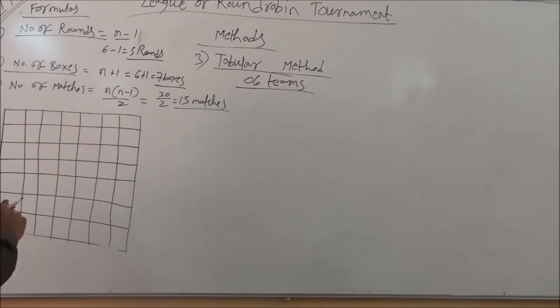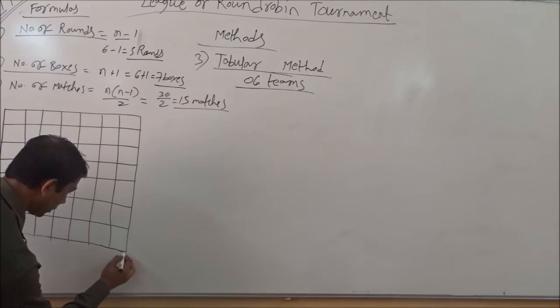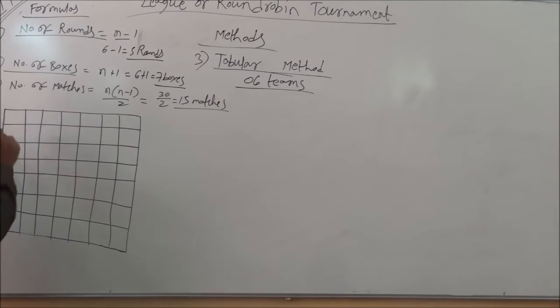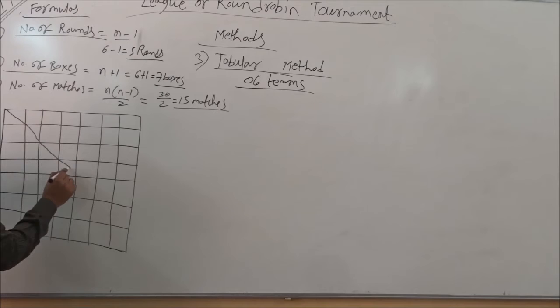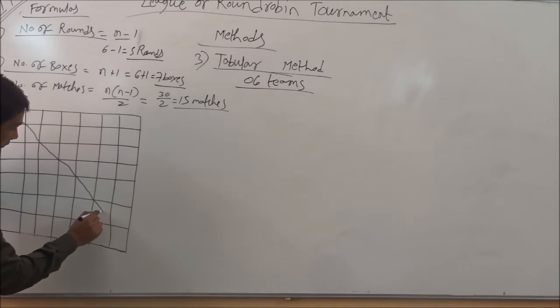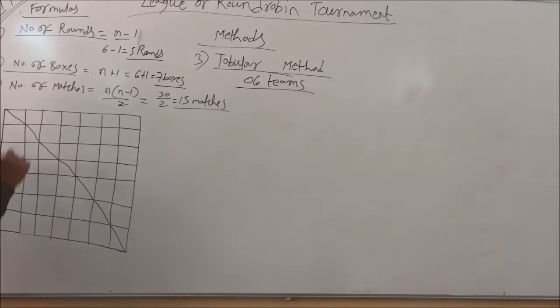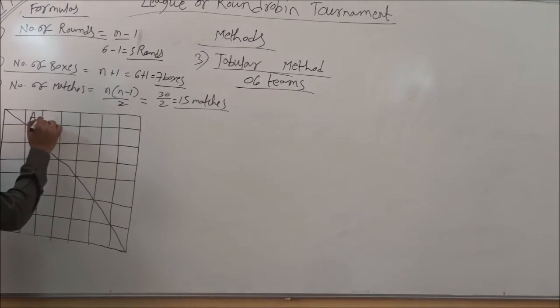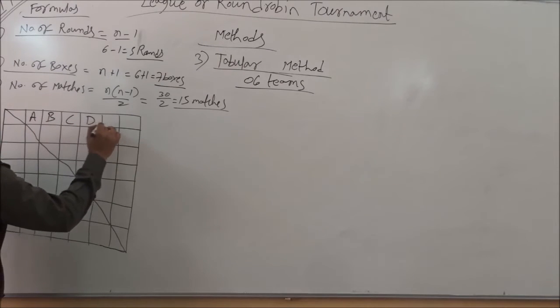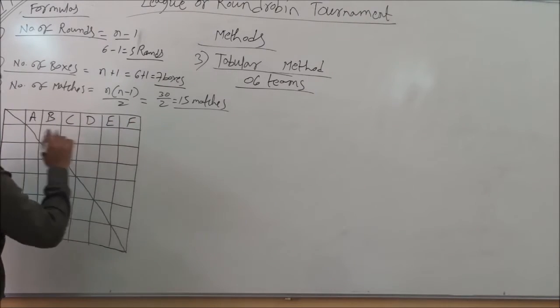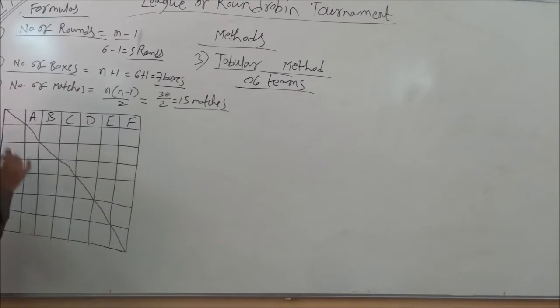So, 7 boxes we have drawn. Now first of all, we need to drag a vertical line from top to bottom, intersecting each box from the corner. Now we need to name them: A, B, C, D, E, F. We need to name the boxes horizontally as well as vertically.